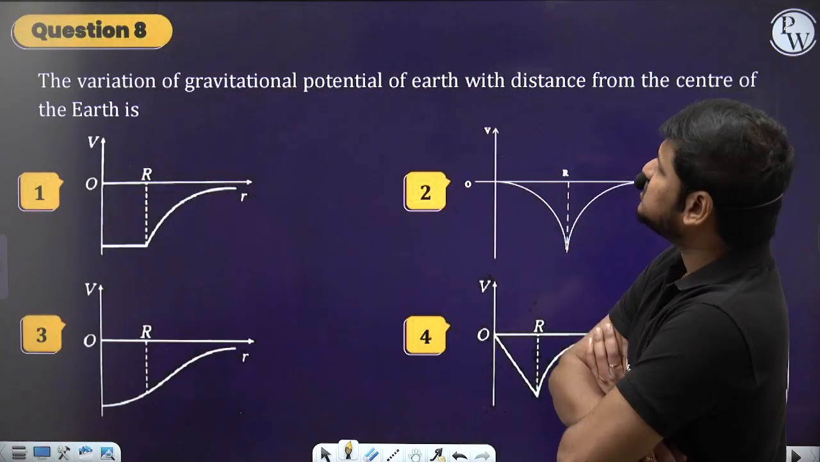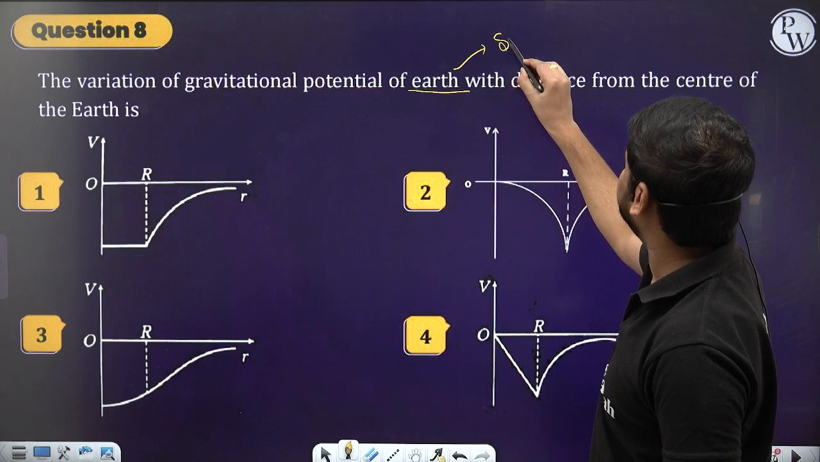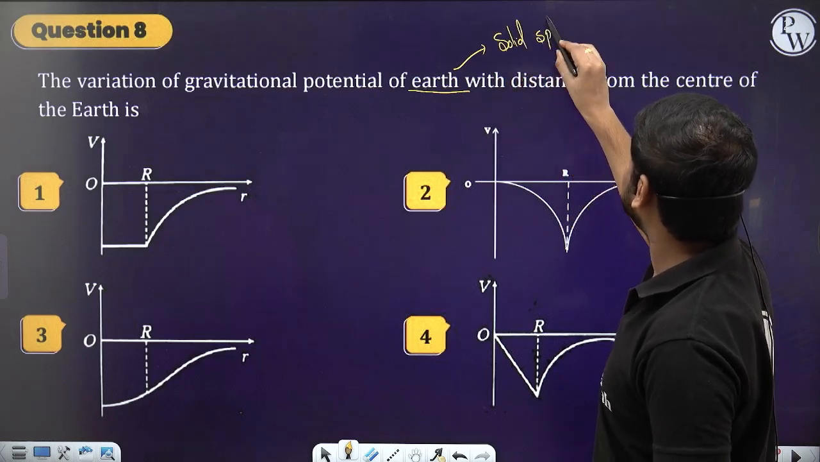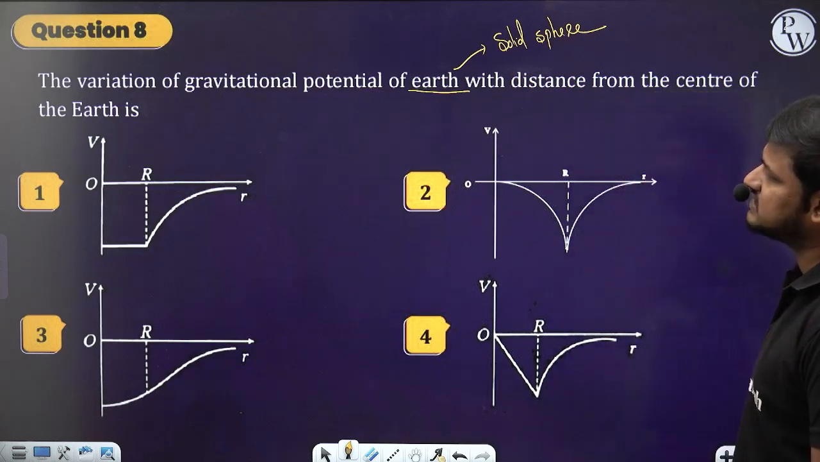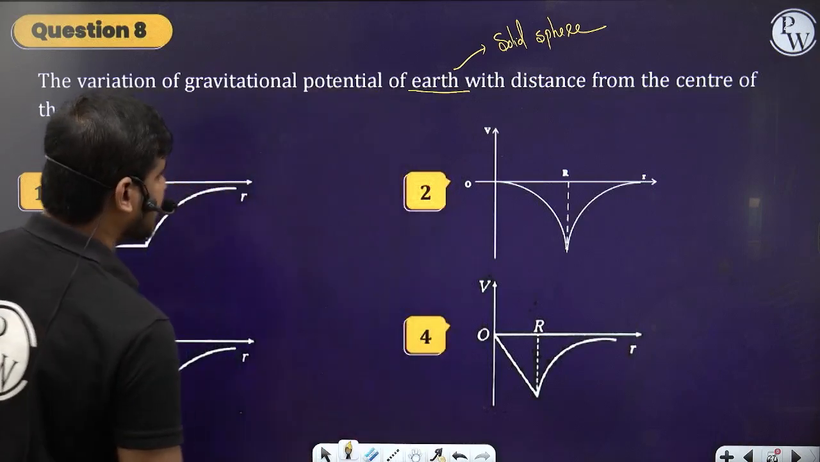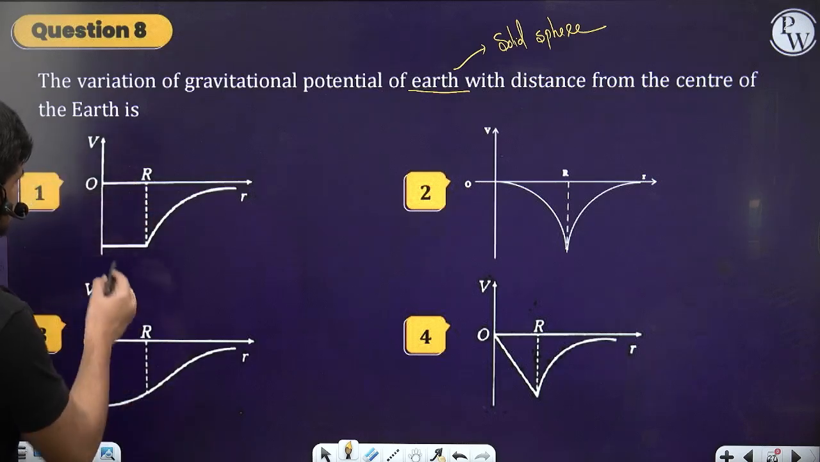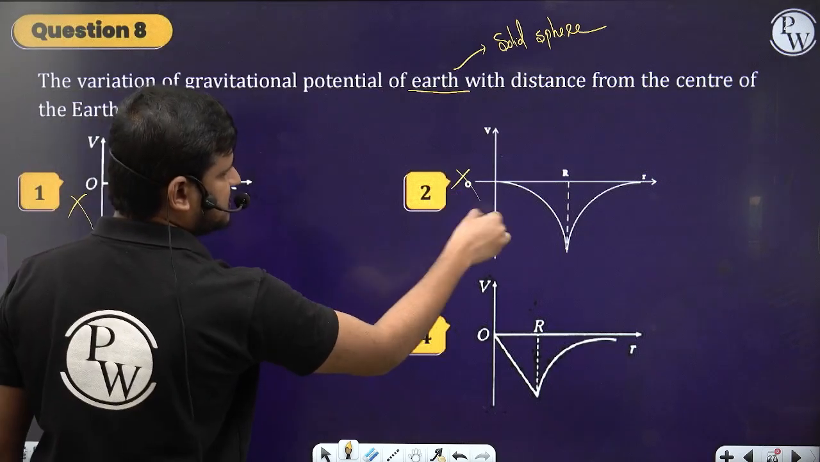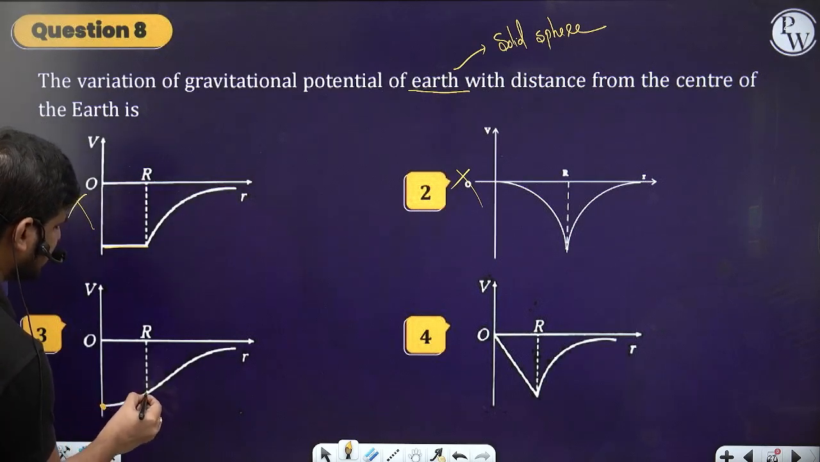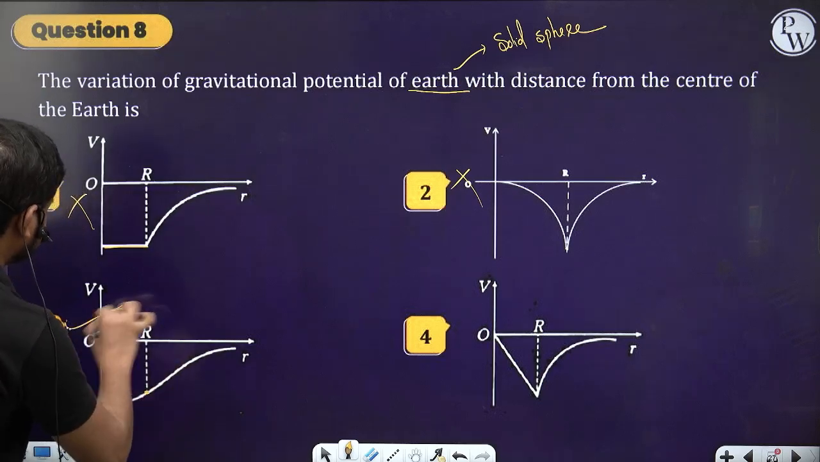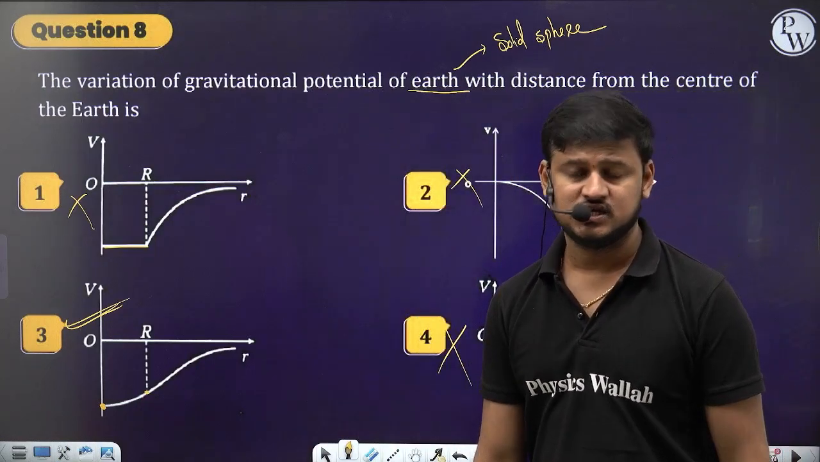The variation of gravitational potential of the earth, which is a solid sphere, with the distance from the center of the earth. See here, they gave it on the negative axis. As I discussed previously, they can also give it downward. So it's constant here, no. It's decreasing, no. At the center it will be maximum, then it decreases to the surface. From the surface it again decreases. Option 3 is the correct one. Clear? Understood, guys, everyone? Chal.